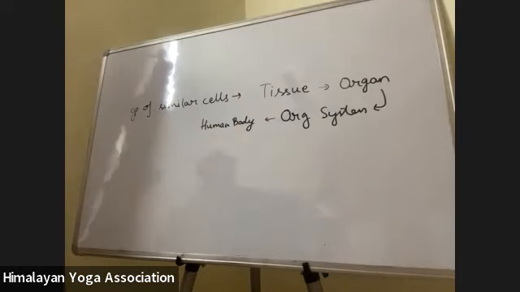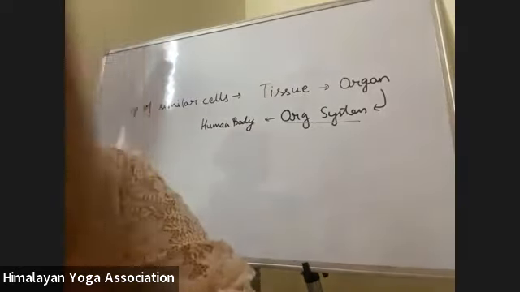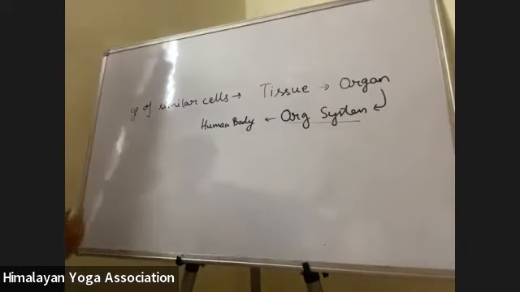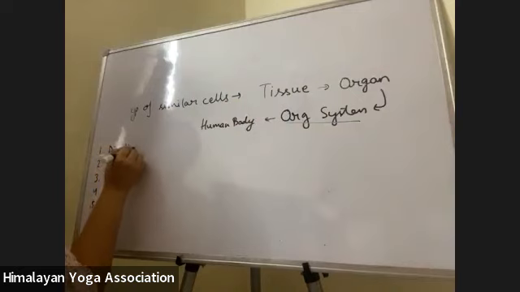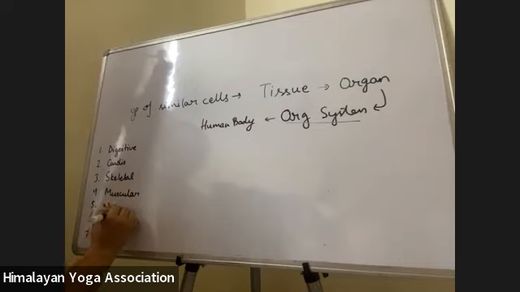So yesterday we were studying how many organ systems we have. Can you please tell me the different organ systems? Digestive system, yes. Cardiovascular system, skeletal system, muscular, nervous, lymphatic.